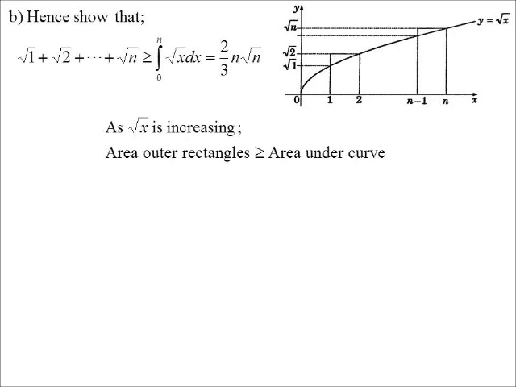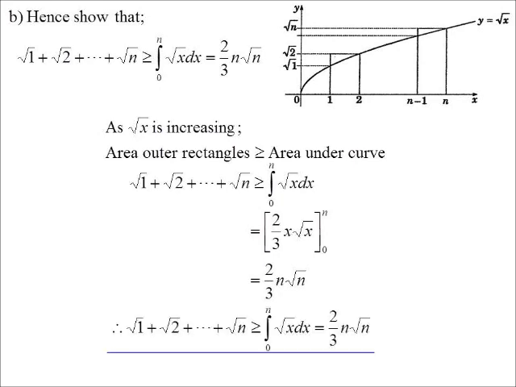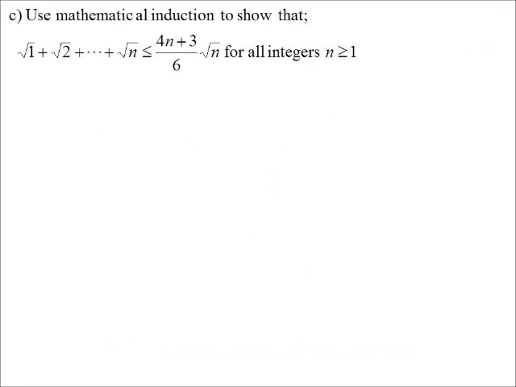So the first one would have an area of square root of 1, next one square root of 2, and so on and so on, up to the square root of n. So we've got the first part. Now we just have to evaluate the integral itself. And sure enough, we get our 2/3 n root n. Okay. Now we're going to use induction to show that that same series is less than or equal to, well, they've given us 4n plus 3 on 6 times root n.